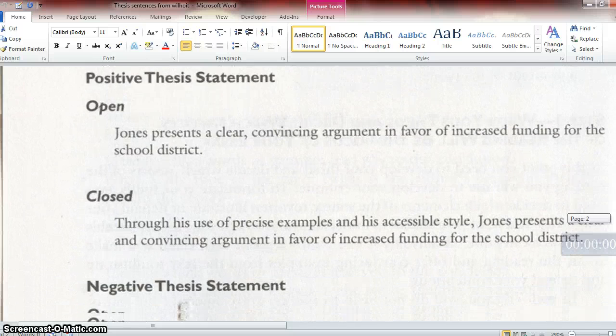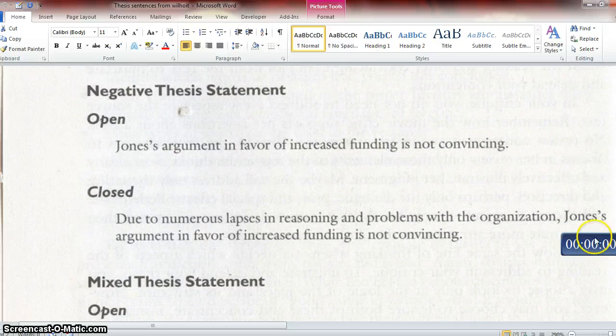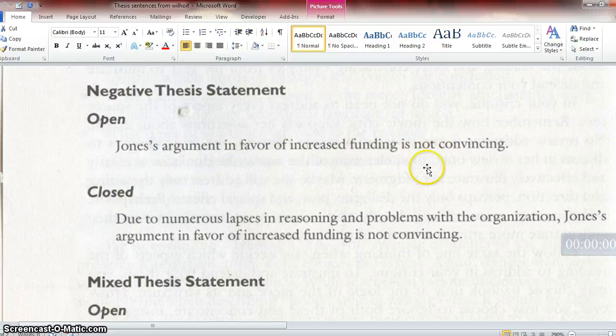But you don't always have to be positive about what you're writing. It can be negative too. So here's an open negative thesis statement. Jones' argument in favor of increased funding is not convincing. So you can see that they don't like it, so it's negative, but it's also open because we don't really get a sense of why it's not convincing to them. We expect in the rest of the paper that they're going to tell it to us, but they're not very clear about what that is.